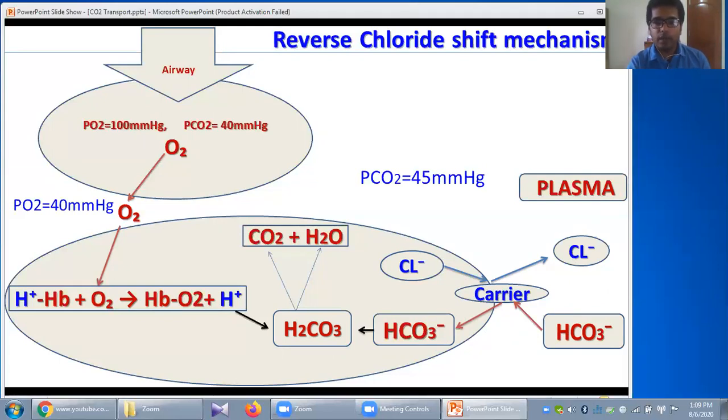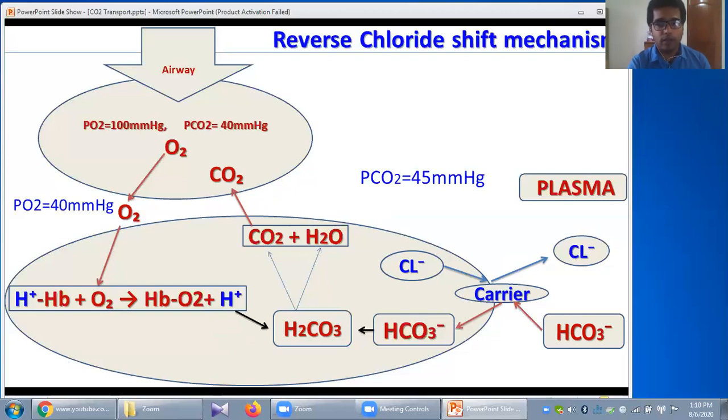Okay, now what will happen? You know this venous blood is rich in carbon dioxide, having a partial pressure of 45 millimeter of mercury, and within the alveoli this partial pressure is less, that is 40. So that will allow the diffusion of carbon dioxide from blood to the alveoli. So that is how carbon dioxide will be eliminated from the blood.